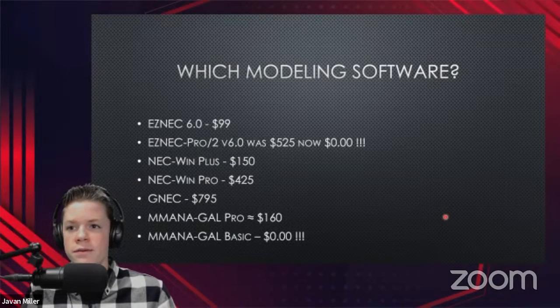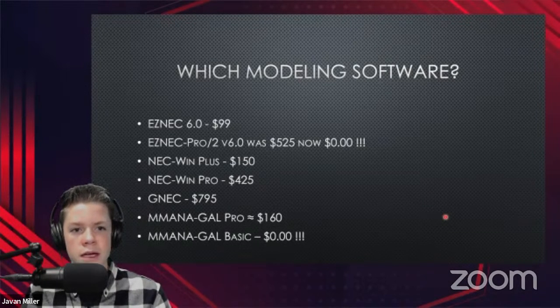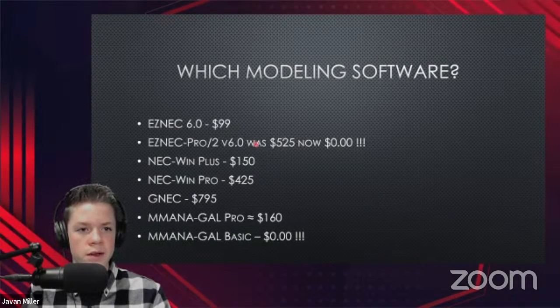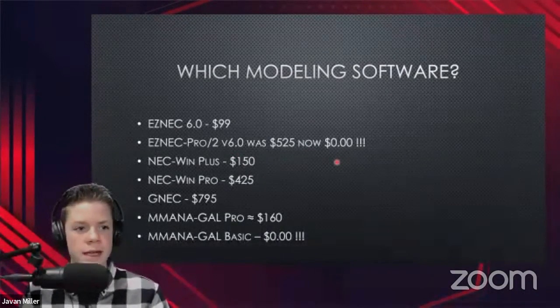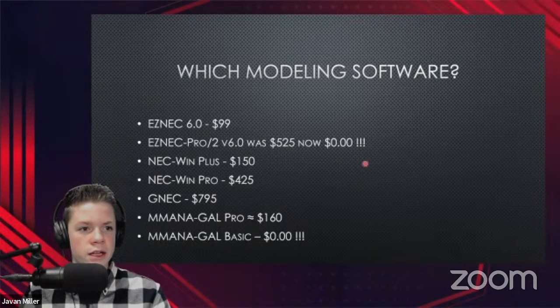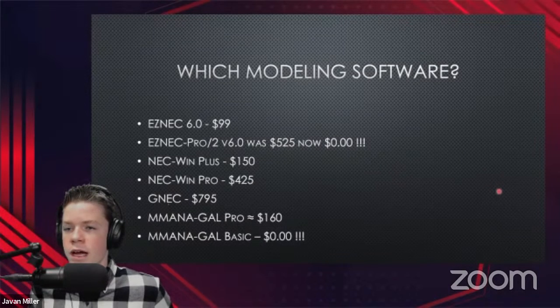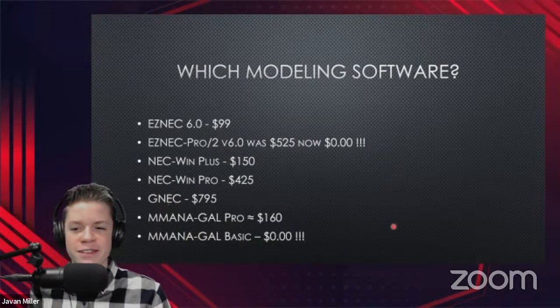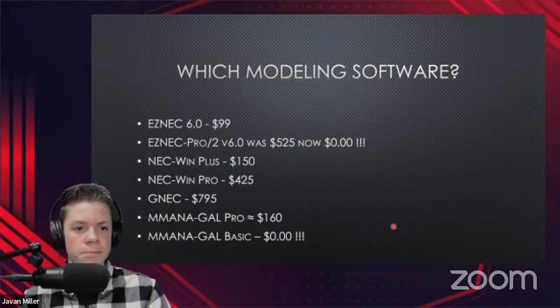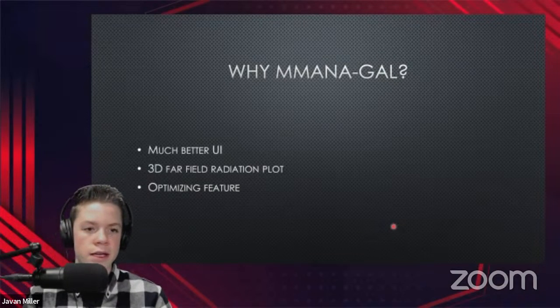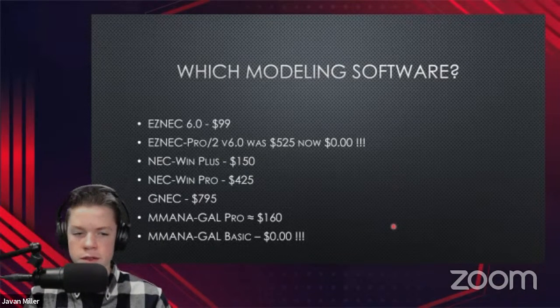Now there's a number of modeling software that you can choose from. You can see here, you may recognize a couple of them, like EZNEC, and you can notice that EZNEC Pro/2 v6 was $525, but is now free, in fact. So we could be talking about that as well later on. And also MMANA-GAL, that's another free one. So today I'll just be talking about those two free options, since I always like free software. So I'm going to be comparing both MMANA-GAL and EZNEC Pro/2, which are the two free ones.